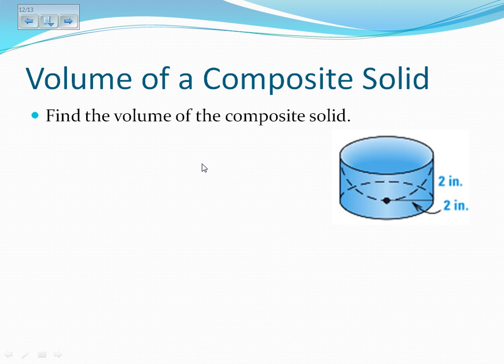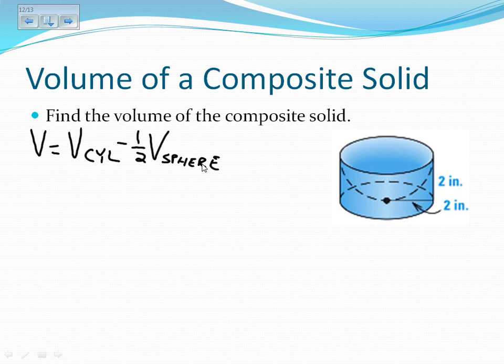Last problem today. Volume of a composite solid. This is a cylinder, and then there's half a sphere that's been cut out of it. Everybody see that? So it's like you could throw some water in the top. So this has been carved out of the top of it. So how would I find the volume? Volume of the cylinder minus half the volume of the sphere. Is that okay? Okay.